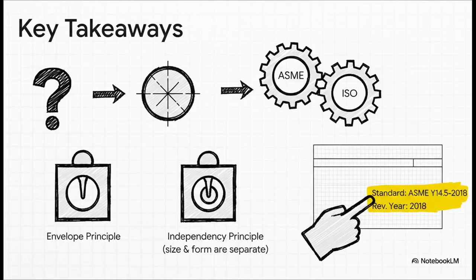Okay, so let's boil this all down. What are the big things you need to take away from this? Number one, GD&T is a language, and its whole purpose is to kill ambiguity. Number two, ASME and ISO have a huge philosophical difference right at their core. Remember, ASME's default is the envelope principle. Size controls form. ISO's default is the independency principle. Size and form are totally separate. And finally, the most important thing you can do, on every single drawing, you have to specify the standard and the revision year, every single time.